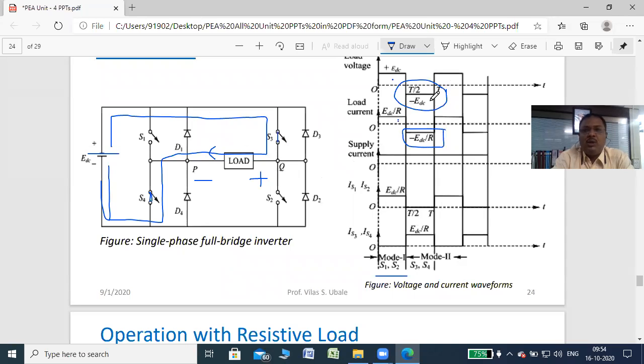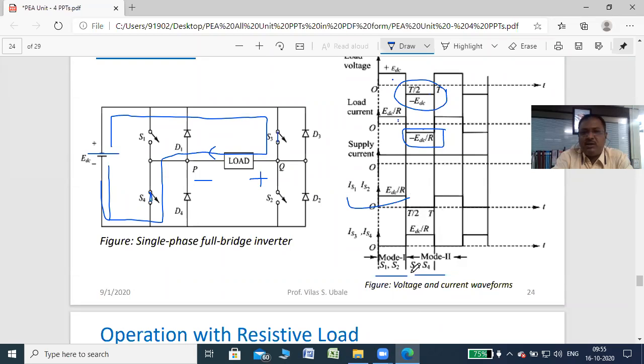Voltage across the load is minus EDC. Okay, so current flows from plus EDC to S3 to Q, then load, then P, then S4, and then back to the negative terminal of EDC. So the current direction is reverse. Current flows from Q to P, so the current is negative and the voltage developed across this resistive load, that is your output voltage, is also negative. You can check here at the bottom of this output waveform, when S3 and S4 are on, this time the output voltage is negative, current is also negative.